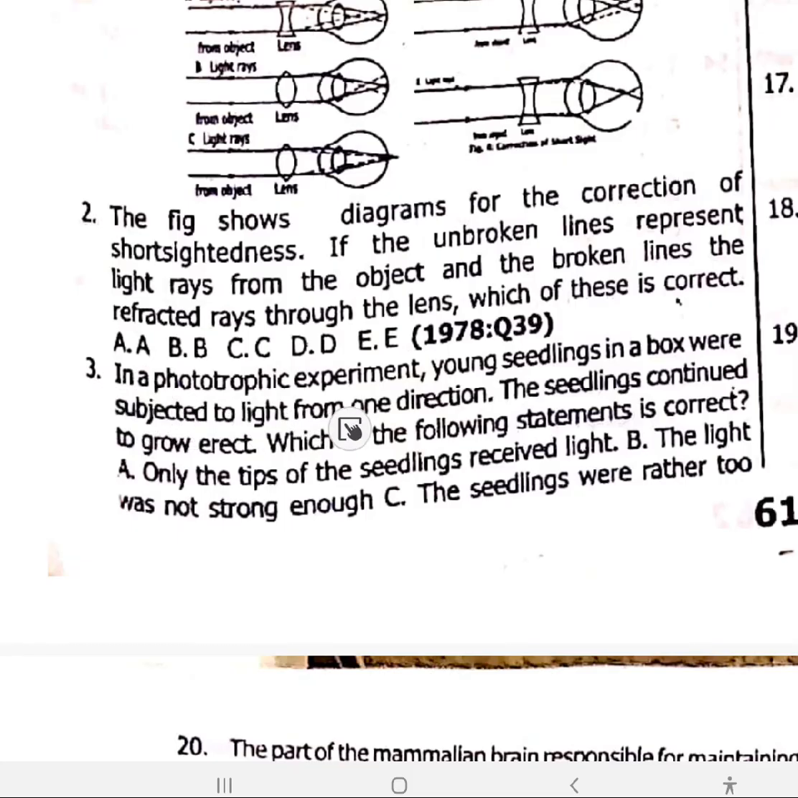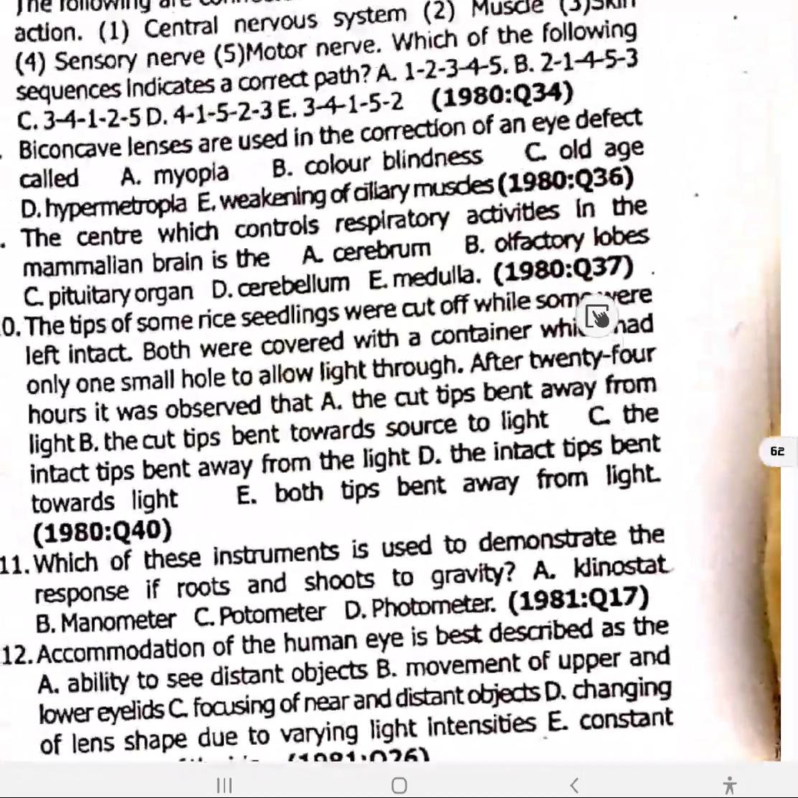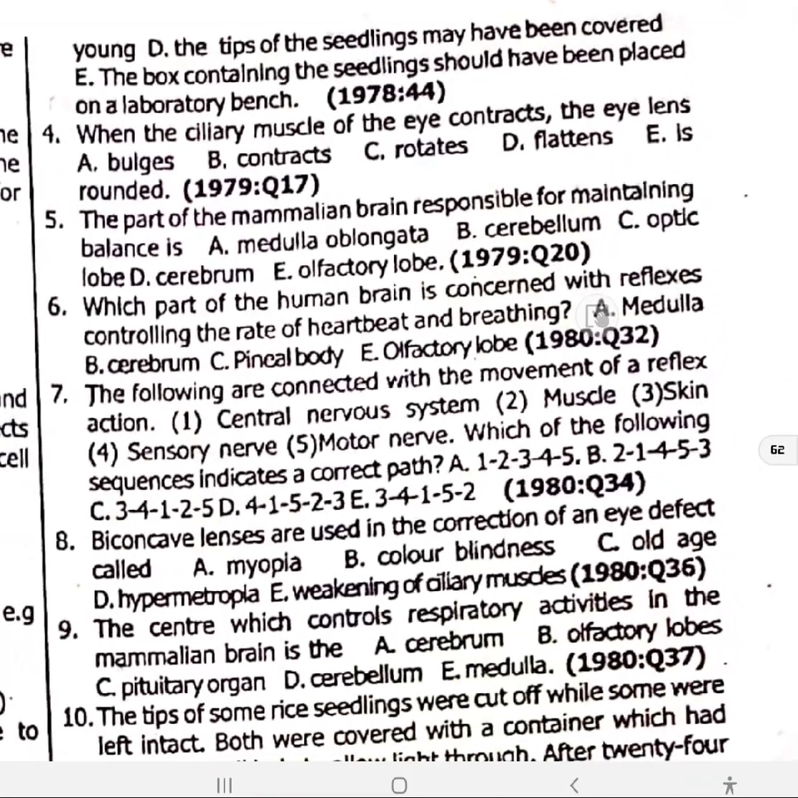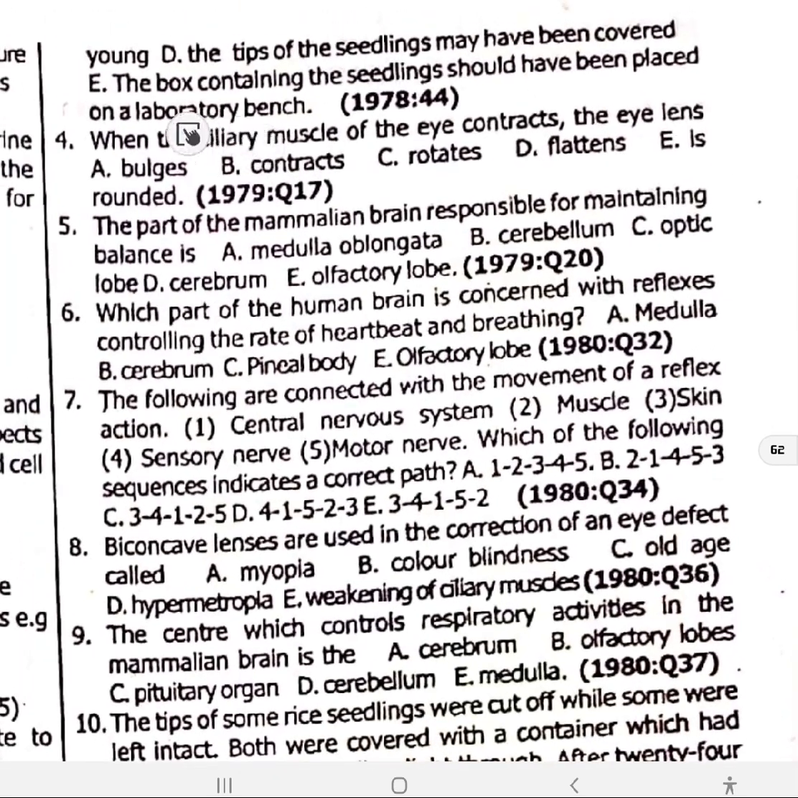In a phototropic experiment, young seedlings in a box were subjected to light from one direction. The seedlings continued to grow erect. Which of the following statements is correct? Let's search for the options. Number three is option D: the tips of the seedlings may have been covered. Otherwise the seedlings would bend, or grow towards the light, under the influence of the light. So the tips of the seedlings may have been covered. Three is option D.